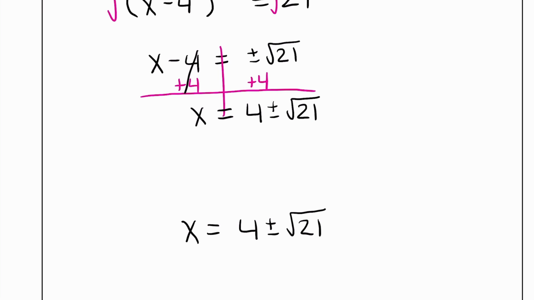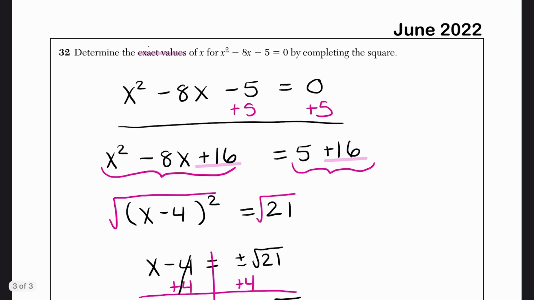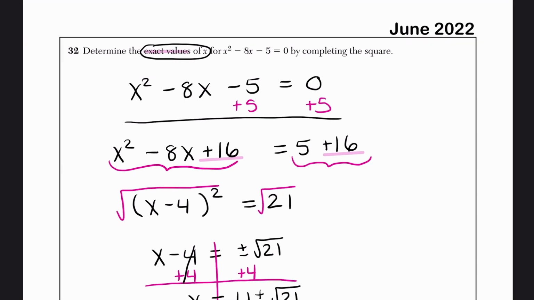Could you write them as two equations, 4 plus rad 21 and 4 minus rad 21? Of course you could. But the one thing you don't want to do is put it into your calculator. And again, that's because in the instructions, it said explicitly the exact values of x. We've solved this problem by completing the square.